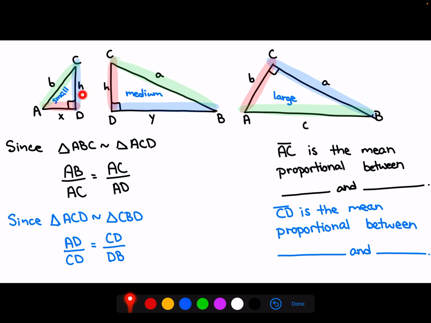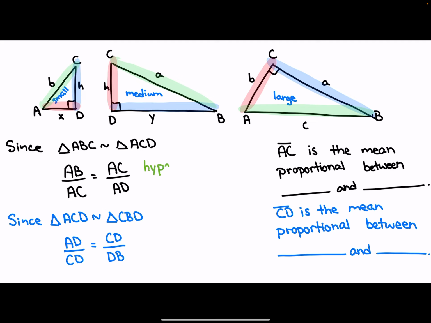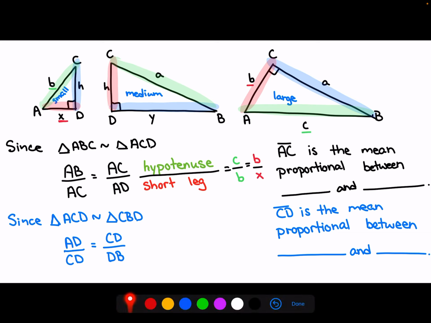Now, if I fill in with the variables for the side lengths, you'll notice something. It creates a geometric mean once again. So if we look at this, this is hypotenuse over short leg, which would give us c over b equals b over x. Again, hypotenuse over short leg equals hypotenuse over short leg. Now, if we cross multiply, of course, that'd give us b squared, and we know that we're on the right track because there's a geometric mean. These two are the same variable or the same number.